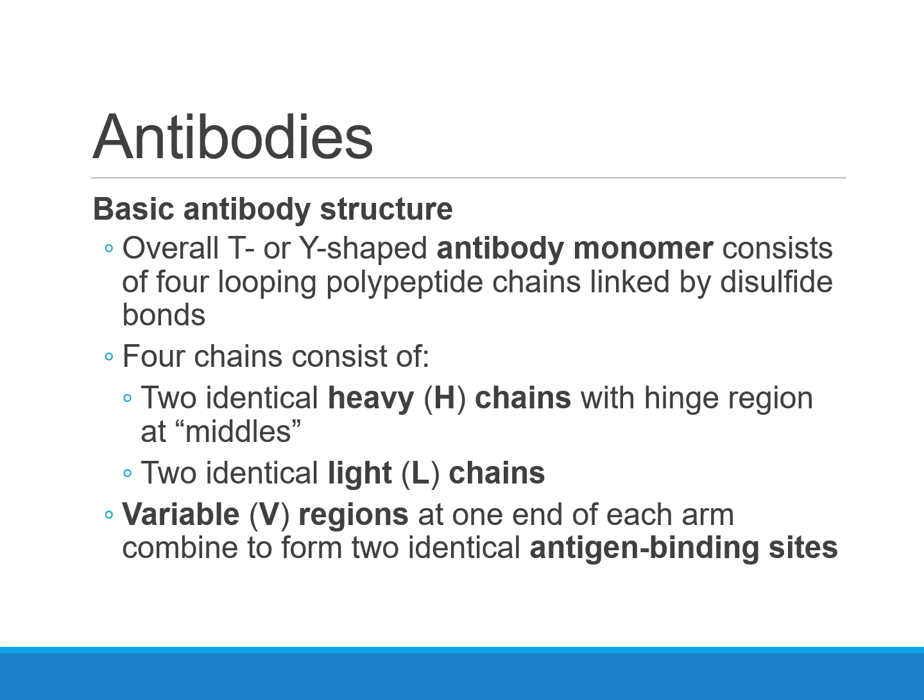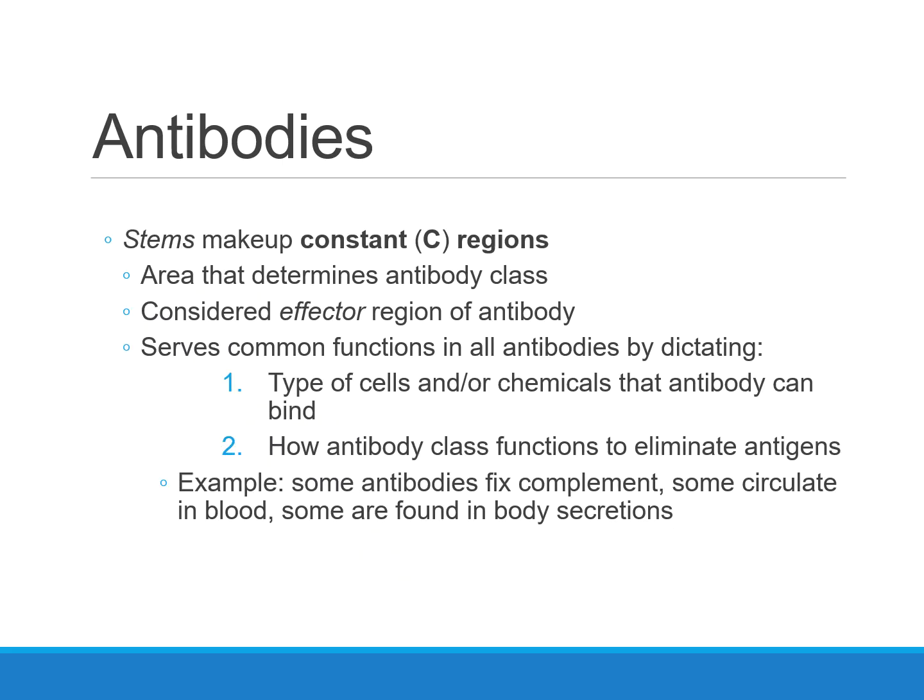So the structure of these, overall, they have a T shape or a Y shaped antibody monomer that has 4 looping polypeptide chains that are linked by disulfide bonds. So basically a lot of verbiage that says that we have 4 pieces of amino acids, chunks of amino acid that are hooked together by double sulfur bonds. They have 4 chains. 2 of them are identical heavy chains with a hinged region in the middle, and 2 are identical light chains. And then there's a variable portion at the end of each arm that combine to form 2 identical antigen binding sites. The stem makes up the constant region.